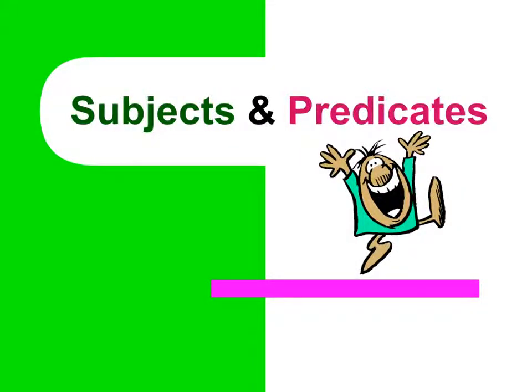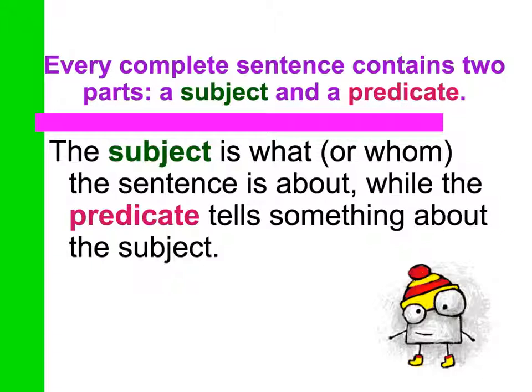Today we're going to learn about subjects and predicates. Every complete sentence contains two parts, a subject and a predicate. The subject is what or whom the sentence is about, while the predicate tells something about the subject.